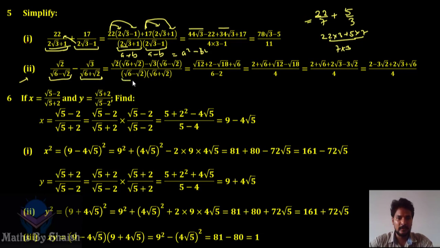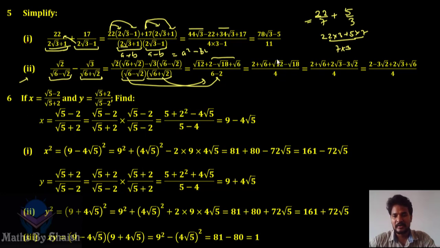So the denominator, of course, we will multiply these two, and we get root 6 square, that is 6, minus root 2 square, that is 2, and 6 minus 2 is 4. The numerator becomes root 2 into this whole thing, that is root 2 into root 6 plus root 2, minus root 3 times this whole thing, that is root 6 minus root 2. If we multiply, we will get root 12 plus 2, because root 2 into root 2 is 2, and root 6 into root 3 is root 18, and then root 3 into root 2, that is root 6. So now we can see it is 2 plus root 6 plus root 12 minus root 18 over 4.